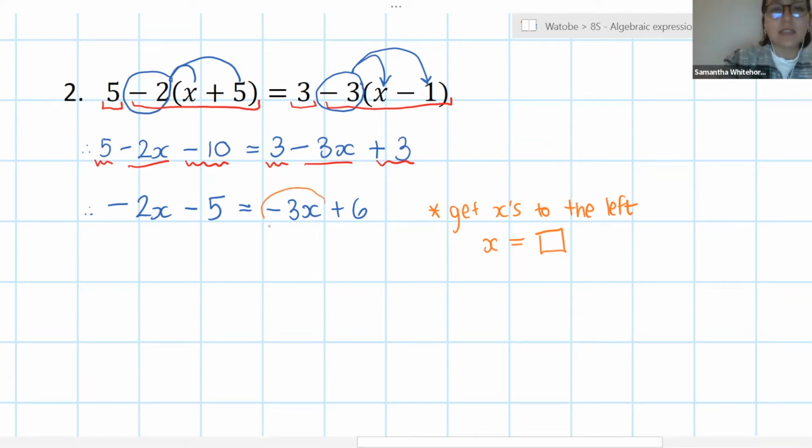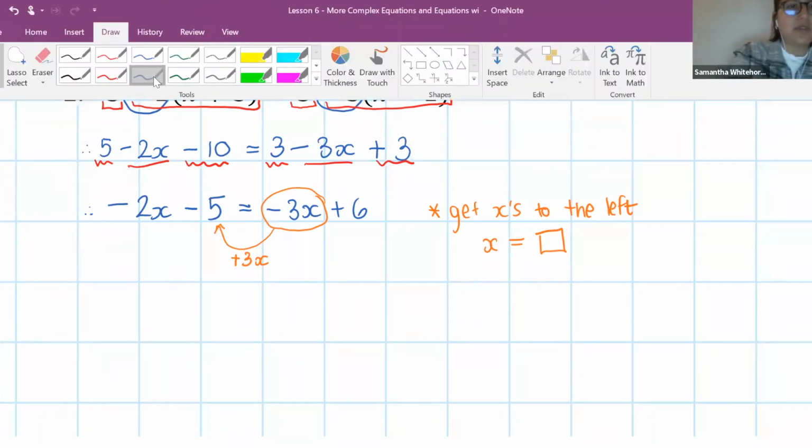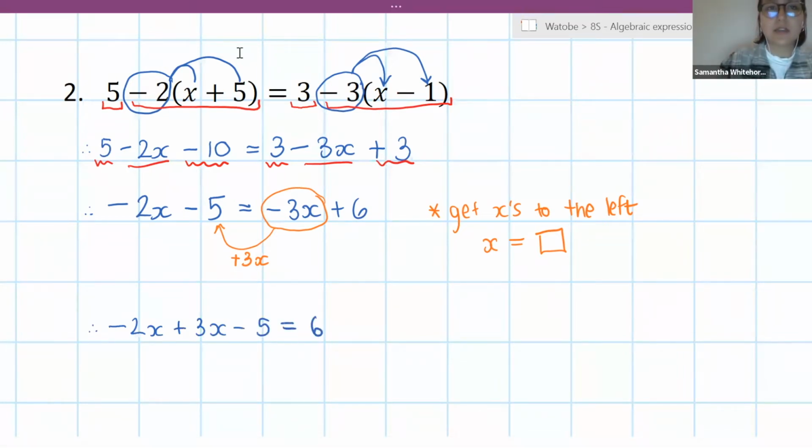What that means is that this negative 3x needs to come over the equal sign. And the only way for me to do that is to use inverse operations. So I need to add 3x on both sides. Okay, so what that results in is a negative 2x plus 3x minus 5 is equal to 6. So now I've got both x's on the left.